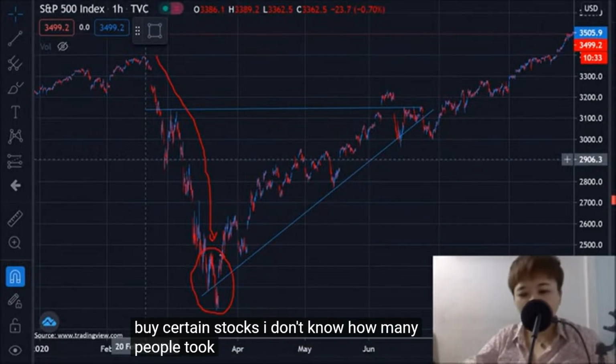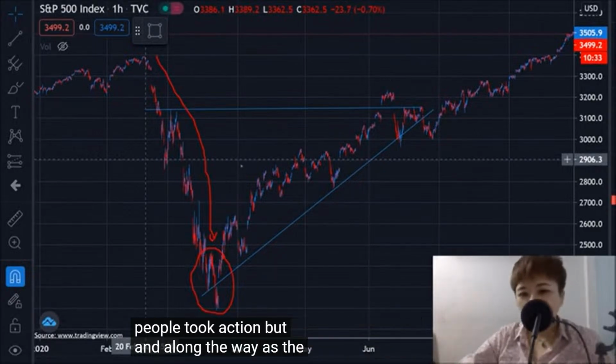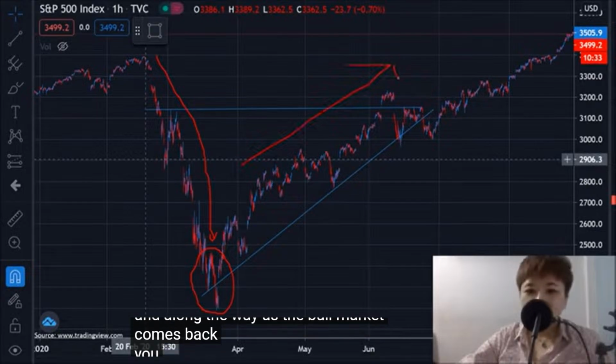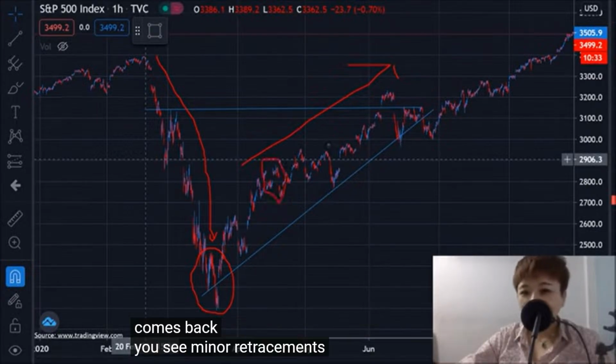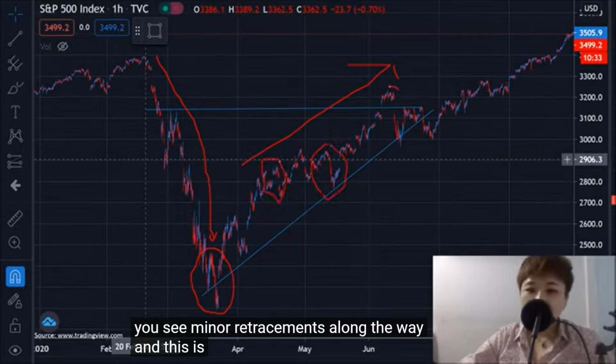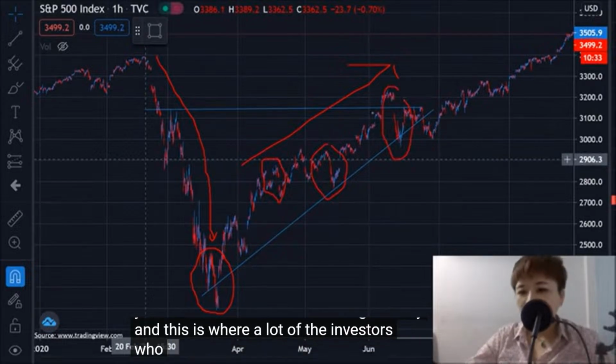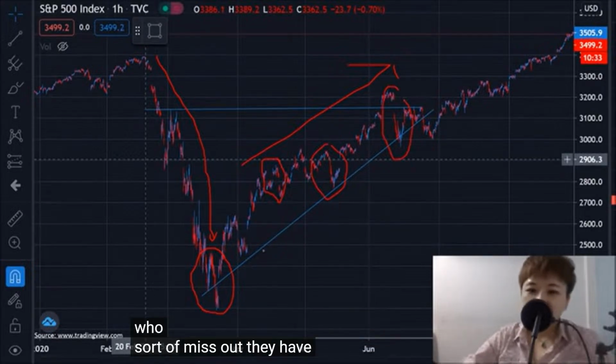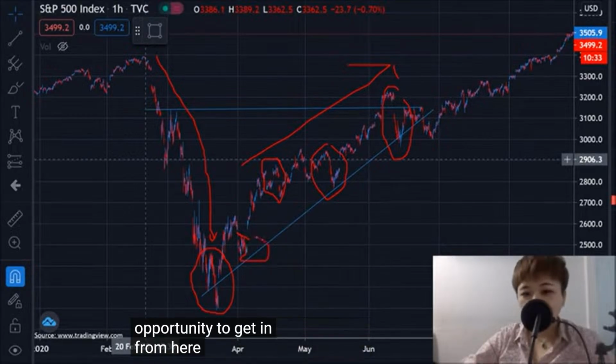I don't know how many people took action. And along the way, as the bull market comes back, you see minor retracements, and this is where a lot of the investors who sort of missed out have another opportunity to get in from here.